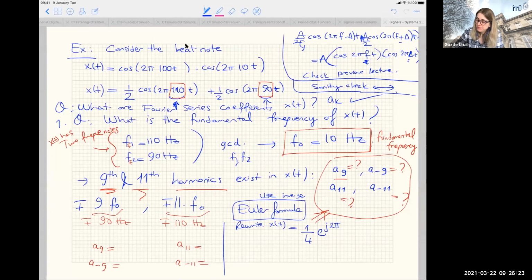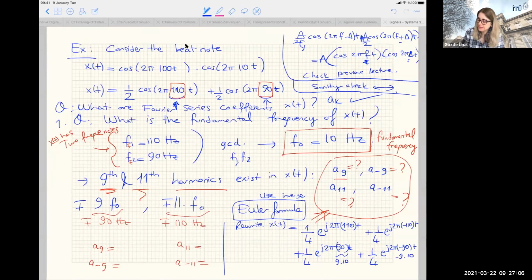2 pi k, or actually it's 110 t, right? Plus 1 over 4 e to the minus j 2 pi, this is minus 110 actually. So maybe I can write j 2 pi minus 110 t, the same with 1 over 4 e to the j 2 pi 90 t. These are important, right? And plus 1 over 4 e to the j 2 pi minus 90 t, and these are actually k f0. So this is really 9 times 10, minus 9 times 10.